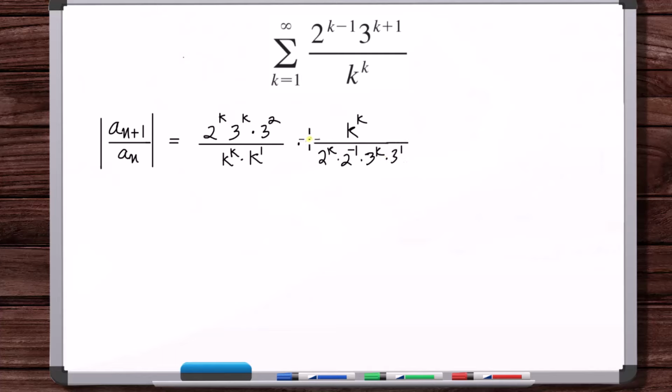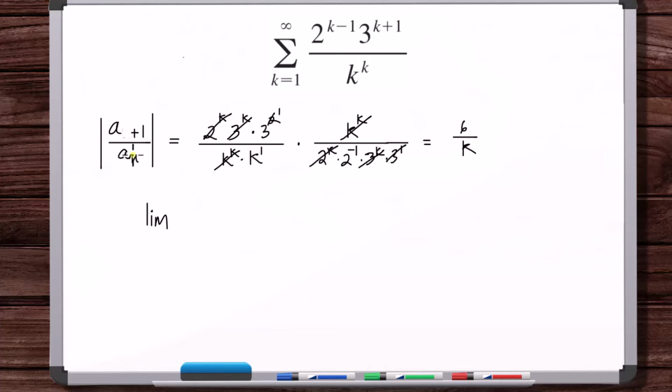Let's do that. The 3 to the k's cancel, the k to the k's cancel, the 2 to the k's cancel. So we're left with 3 times, we could bring 2 to the numerator, so 3 times 2 is 6. It's going to be 6 over k. Then we take the limit as k goes to infinity. I don't know why I'm putting n here. This is k.